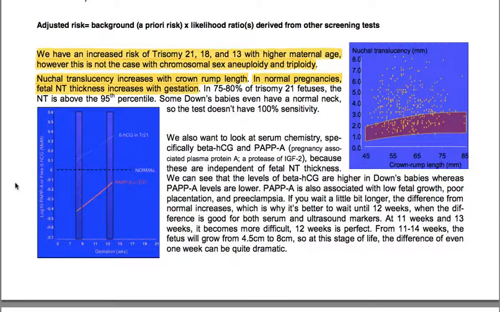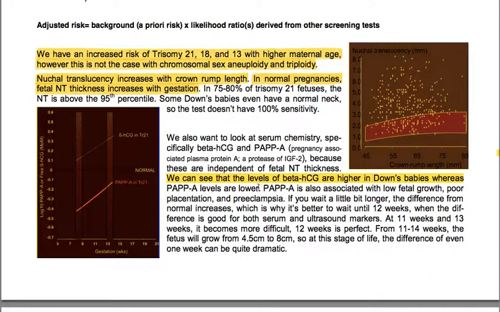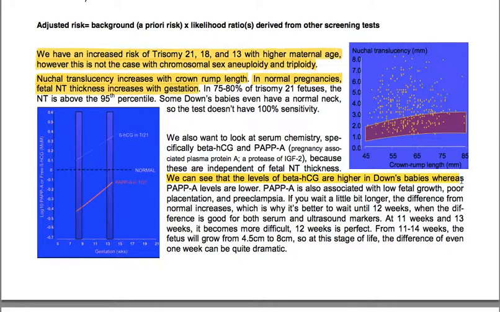We also want to look at serum chemistry, specifically beta HCG and PAPP-A, because these are independent of fetal nuchal translucency thickness. We can see that the levels of beta HCG are higher in Down's babies, whereas PAPP-A levels are lower. PAPP-A is also associated with low fetal growth, poor placentation, and preeclampsia.